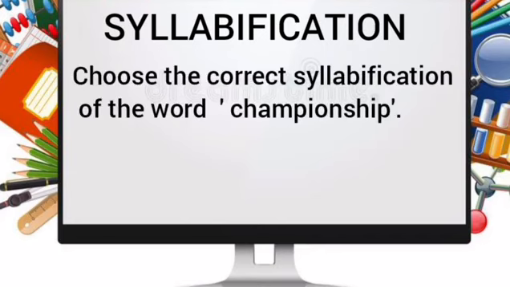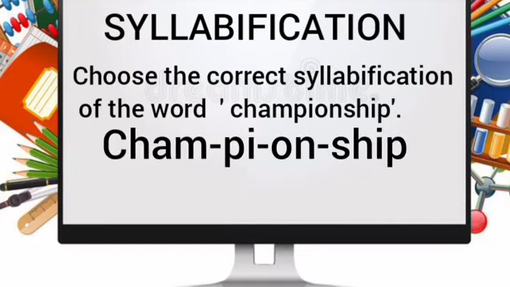Okay. So now let me tell you how they will ask you the question. Choose the correct syllabification of the word championship. How will you split that? 4 options will be given. This will be split into 4 options and you have to find the answer. So what is the answer? C is the answer. Championship. This is the answer.